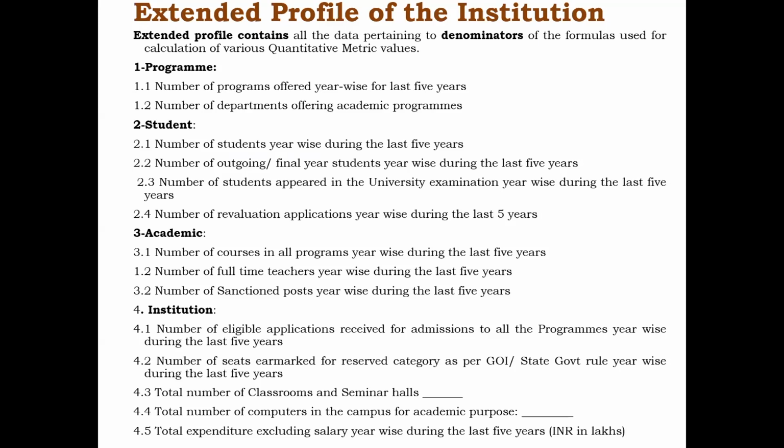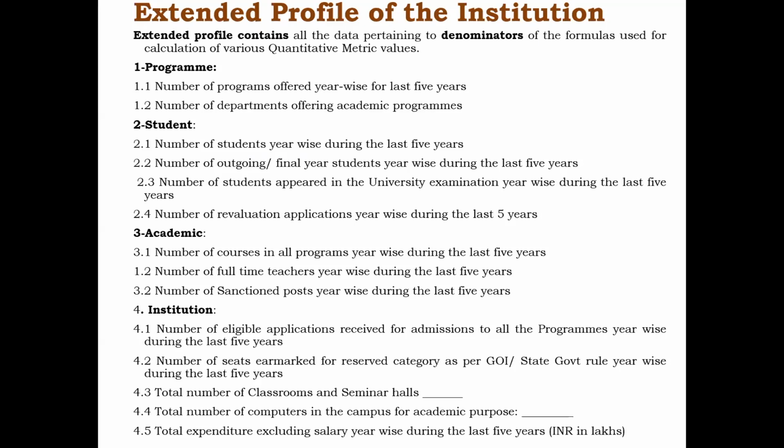So what are the questions in the extended profile? One pertains to the programs: the number of programs in an institution during the last 5 years, and the number of departments. In terms of students, we ask the total number of students year-wise during the last 5 years, the number of final year students or students who will be passing out, the number of students who have appeared in the university exams, who have passed, and the number of students who have applied for revaluation also.